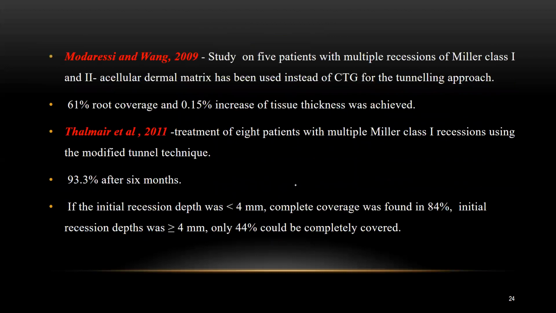And apart from that, Modarressi and Wang et al. in the year 2009 did a study on 5 patients with multiple recessions of class 1 and class 2, where acellular dermal matrix was used instead of CTG for the tunneling approach. And Thalmair et al. treated about 8 patients with multiple Miller class 1 recessions using a modified tunnel technique, where 93.3% root coverage was obtained, and it was stable even after 6 months.